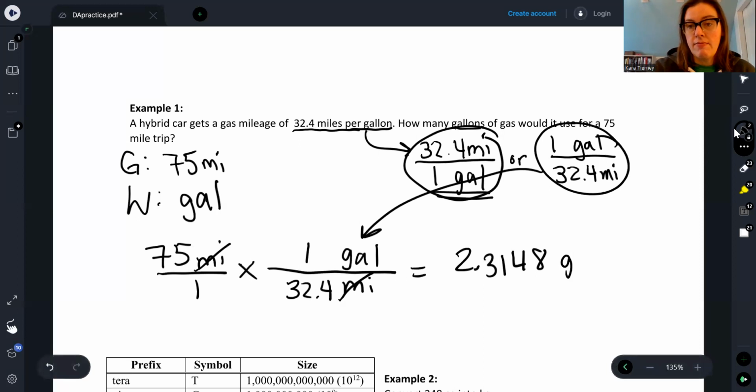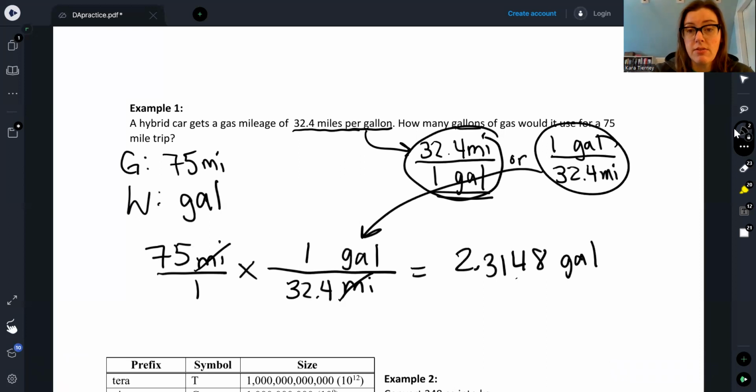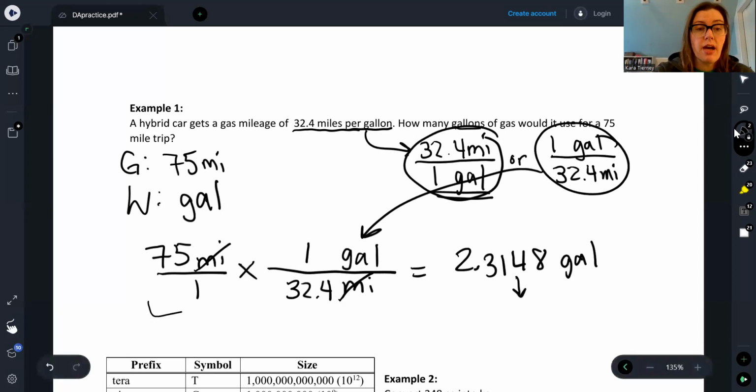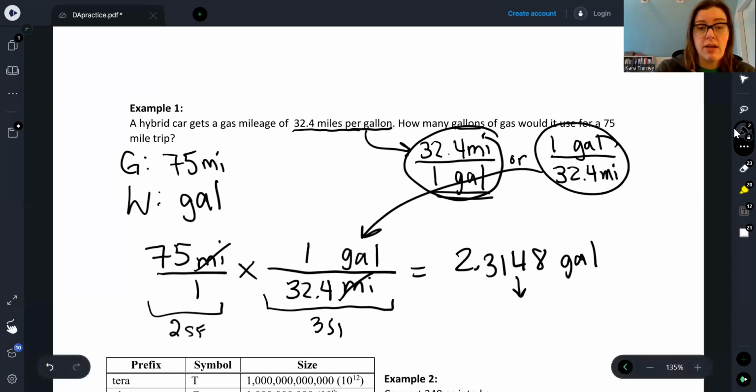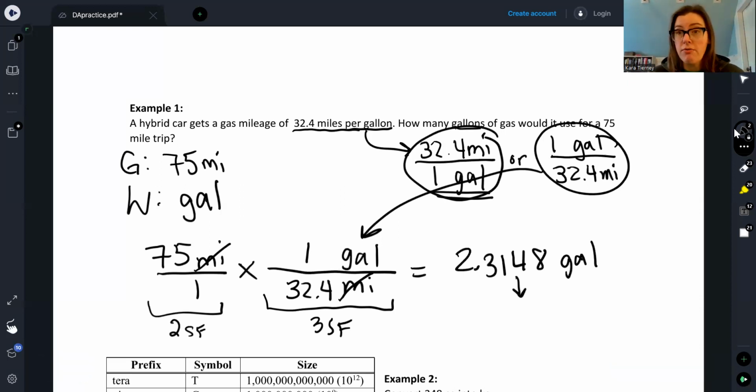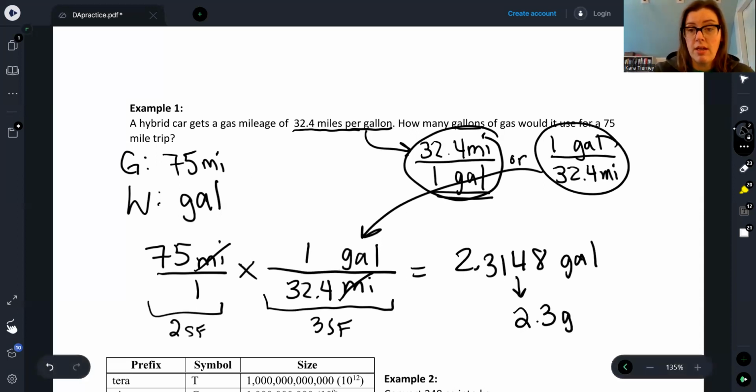Now my unit is gallon, and I decide how to round by looking at sig figs. 75 miles has 2 sig figs. And miles per gallon is a quantity. Most rates, if I see a per, most of those have to be measured. So the 32.4 has 3 sig figs. I'm going to take the smaller of the two, that's my multiplication division rule, and round to 2 sig figs. So I am given 2.3 gallons, and that is our answer.